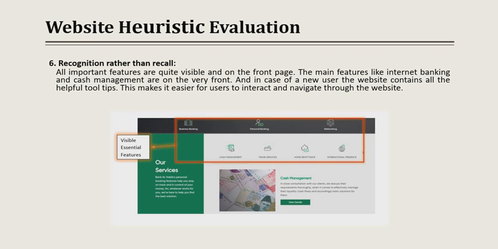All the important features are quite visible on the front page, and in case of a new user, the website contains all the helpful tool tips. For example, there are the business banking, personal banking, and net banking icons available on the front page. Cash management, trace services, home remittance, and international presence, which are the main issues, are easily available and visible on it.